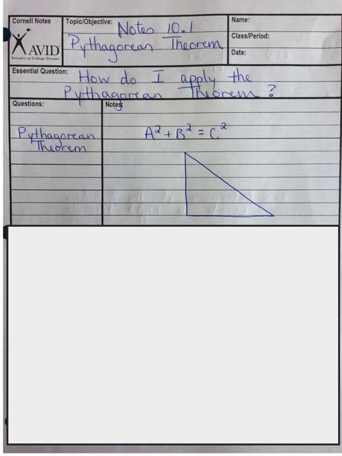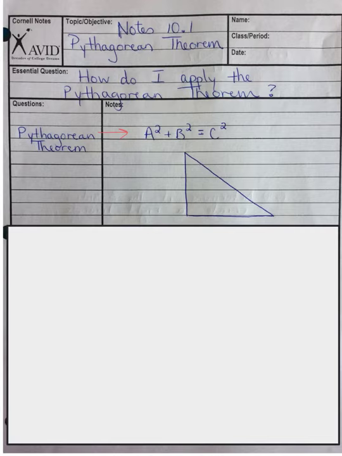So here we go with our new chapter, chapter 10, and this is 10.1 over the Pythagorean theorem. I think you're going to find this not too bad, pretty easy. A couple things I want to highlight here with how do I apply the Pythagorean theorem. First of all, you can see our theorem, the formula here. It is a squared plus b squared equals c squared.